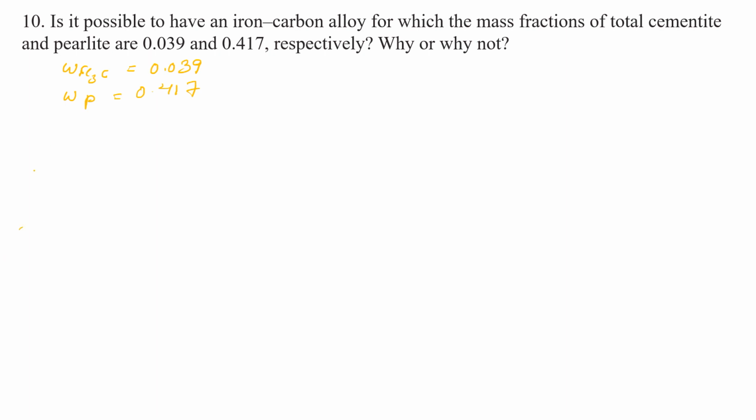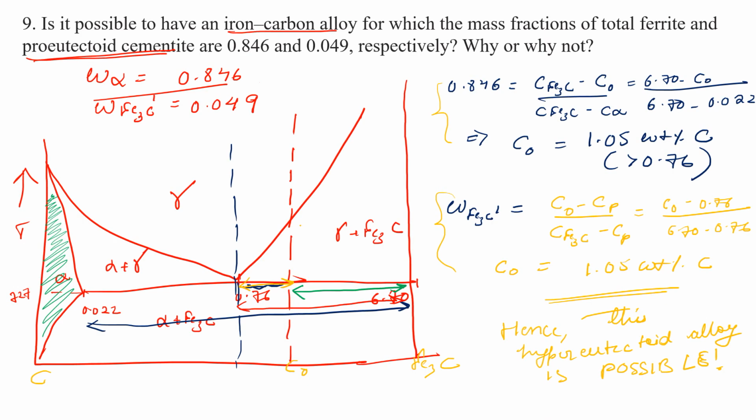So the mass fraction of total cementite should be given by the arm that is away from the cementite phase, that is C0 minus C alpha.